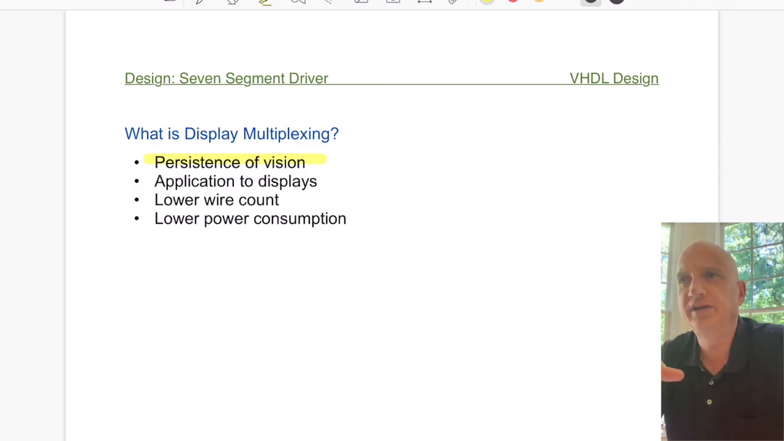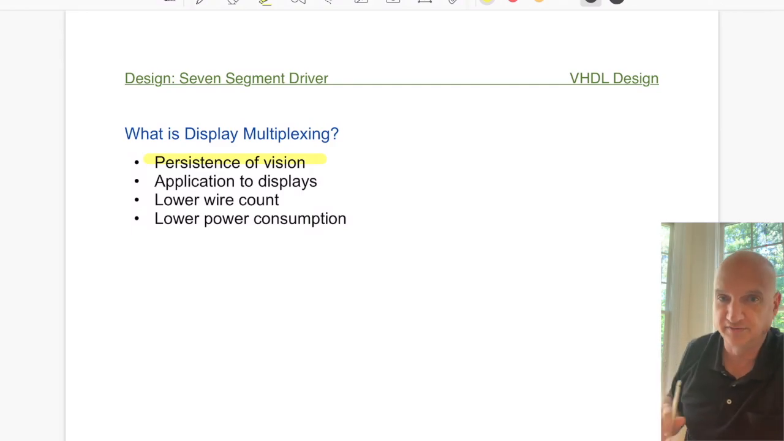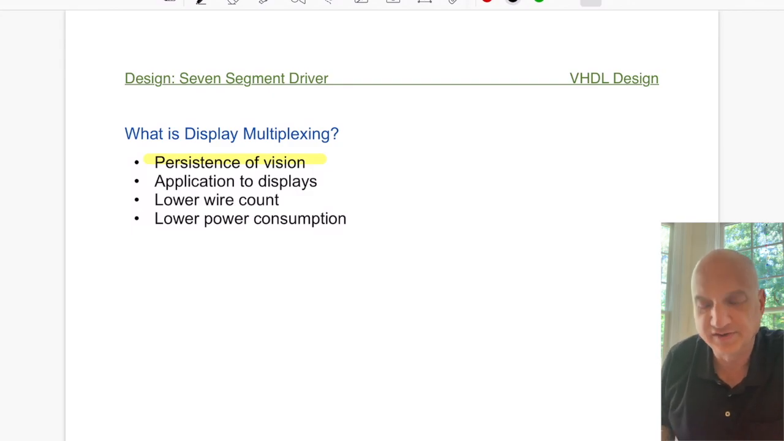So we can take advantage of that characteristic of the eye, and we can use it to reduce the amount of power we consume on some devices, and also to basically reduce the number of wires that it takes to interface those devices. So one of the things that I'm talking about in particular is a 7-segment display.